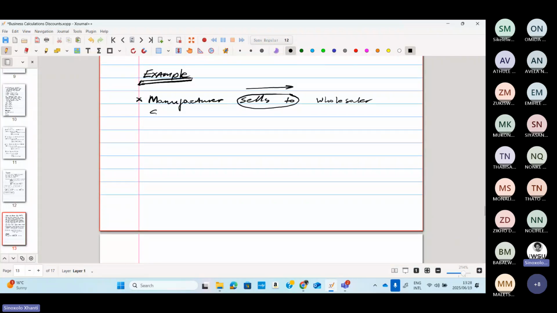So what is going to happen? The manufacturer will actually give a selling price, right? There will be a selling price. Let me say for this nice example that the selling price is 1,000.